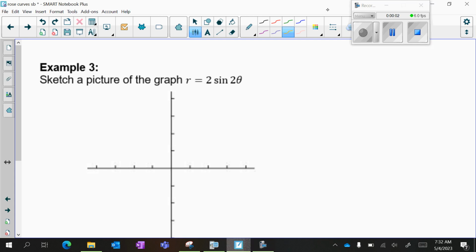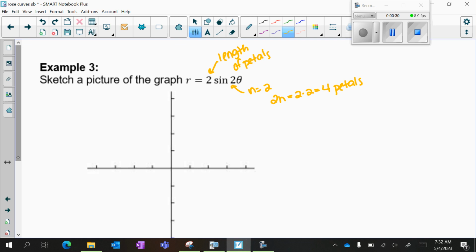So let's look at example 3. This time I'm graphing r equals 2 sine 2 theta. So the length of the petals is going to be 2. And then n equals 2. Because n is even, it's 2n. So that's 2 times 2, which is 4 petals. And when it's even, we have all the symmetry. It's origin, y-axis, and x-axis.